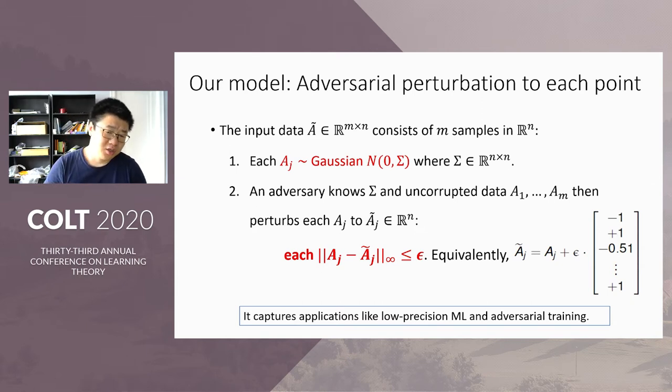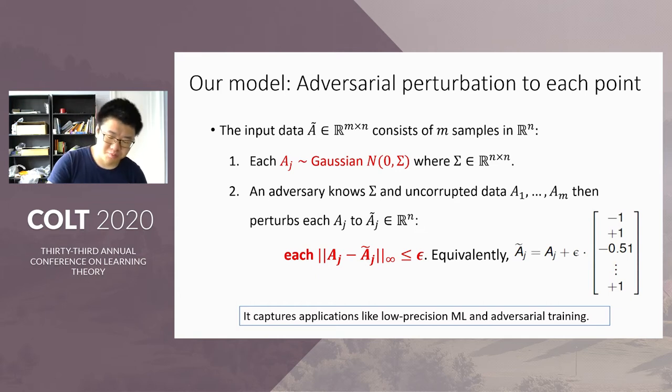Then the adversary knows the covariance sigma and the uncorrupted data A1 till An, and perturbs each original data Aj to A tilde j by adding L-infinity bounded noise, say at most epsilon. In other words, the adversary changes every entry of each data point by at most epsilon. Okay, so this is our noise model. I want to say that it captures applications like low-precision machine learning and adversarial training.